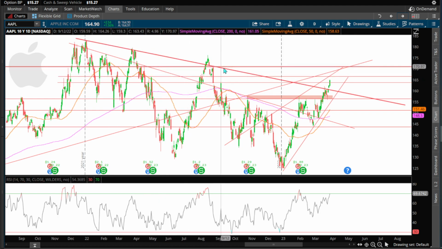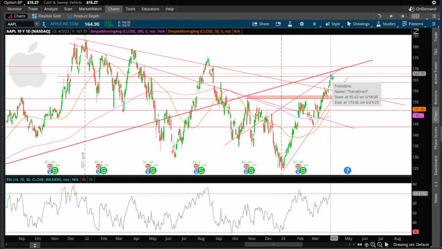And then maybe this level right here at 171. So that's pretty much all we got. Other than that, it's just a lot of chop. So yeah, that's pretty much what I'm thinking about for Apple.